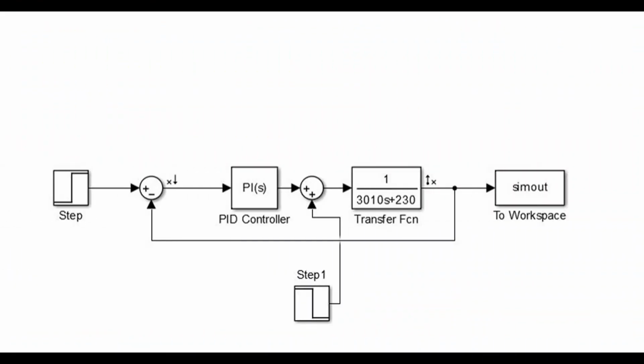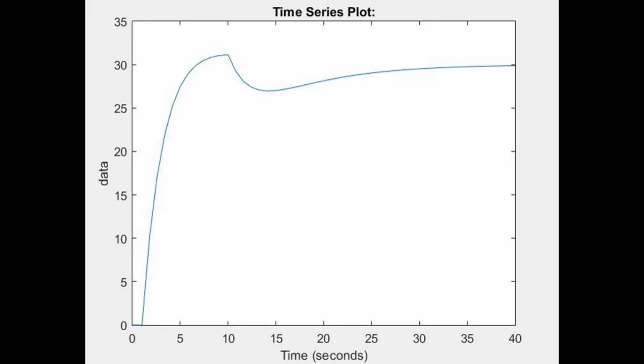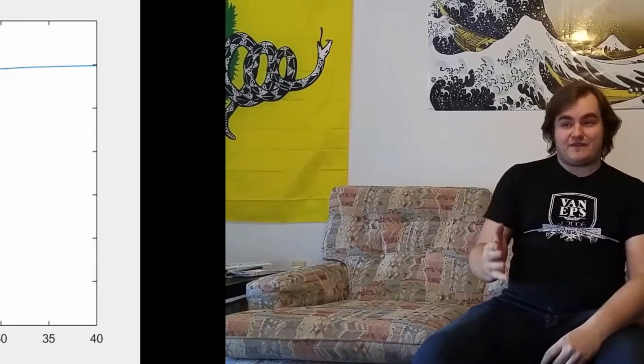Now you can see a time series plot of this system with a disturbance of a step input at time equals 10 seconds. And what you can see from this graph is that as the disturbance happens, as time goes by, the final value is still achieved, and this simulates the car going up a small hill, receiving some small disturbance, and the controller takes it into account, but still smoothly gets back to the final value of 30 feet per second.